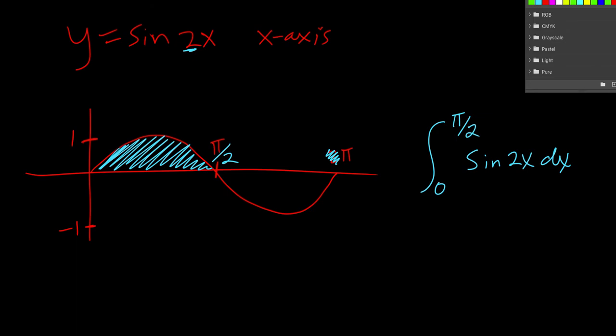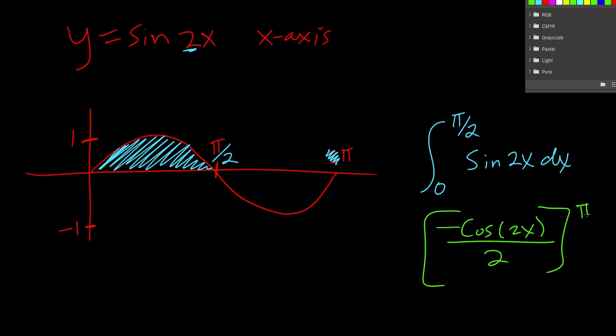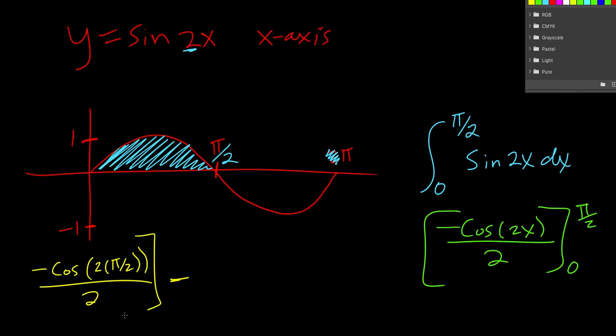Okay, so the antiderivative of sine is negative cosine. Keep the same inside, and then divide by the derivative of the inside. Then we get pi halves to 0. Okay. Now I'm just going to plug these in, so I get negative cosine of 2 times pi halves all over 2 minus negative cosine of 2 times 0 all over 2.